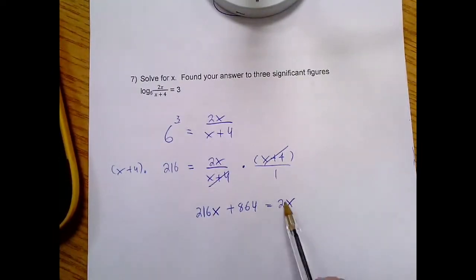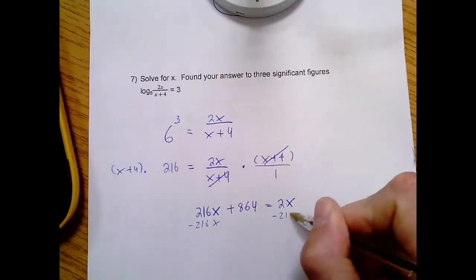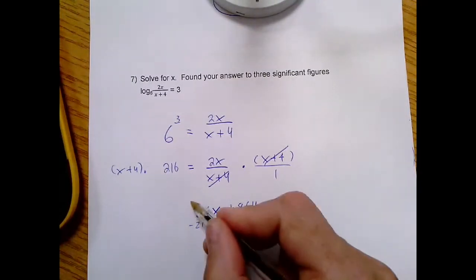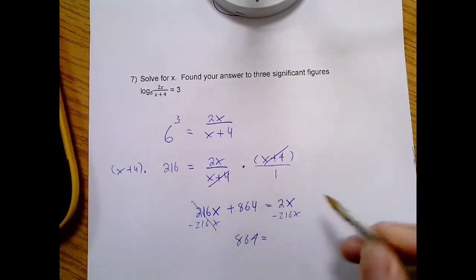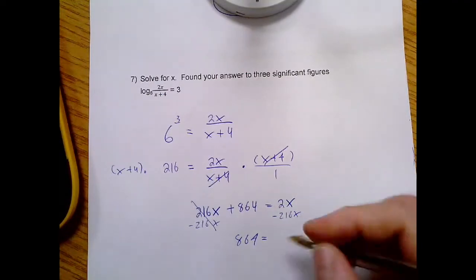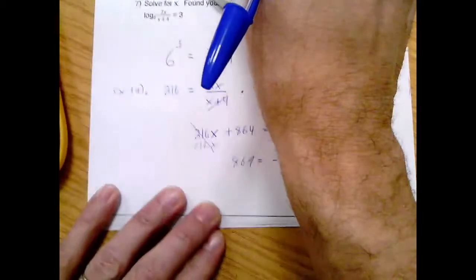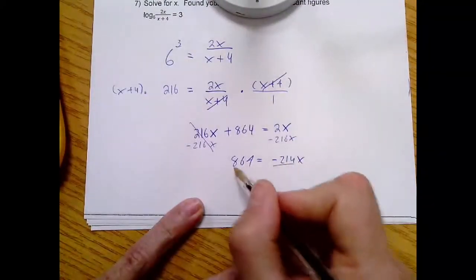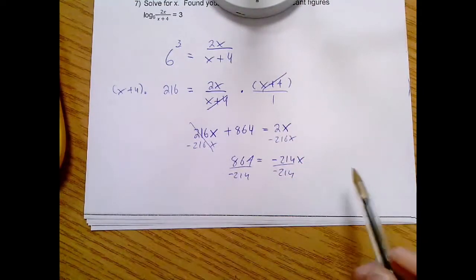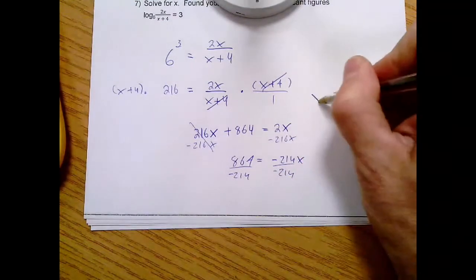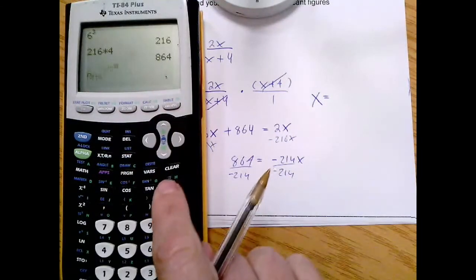So I've got these like terms. So I'm going to subtract 216x from both sides. Okay, that's going to go away. So I'll get 864 equals, well, 2x minus 216x would be negative 214x. There we go. We'll come on down a little bit. And now I just divide both sides by negative 214. If I divide both sides by negative 214, I'm going to get x is, and let's find out, 864 divided by 214. Oops.